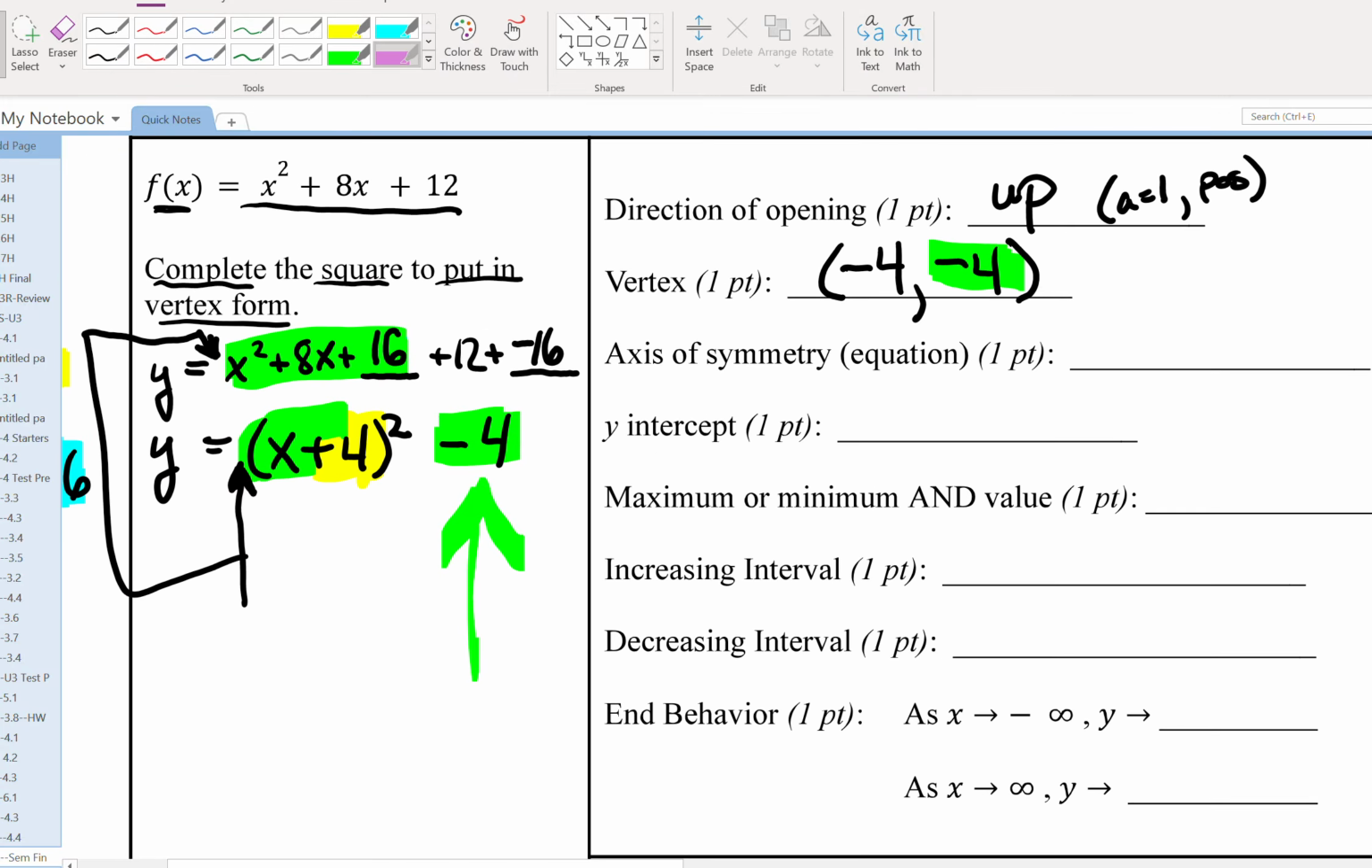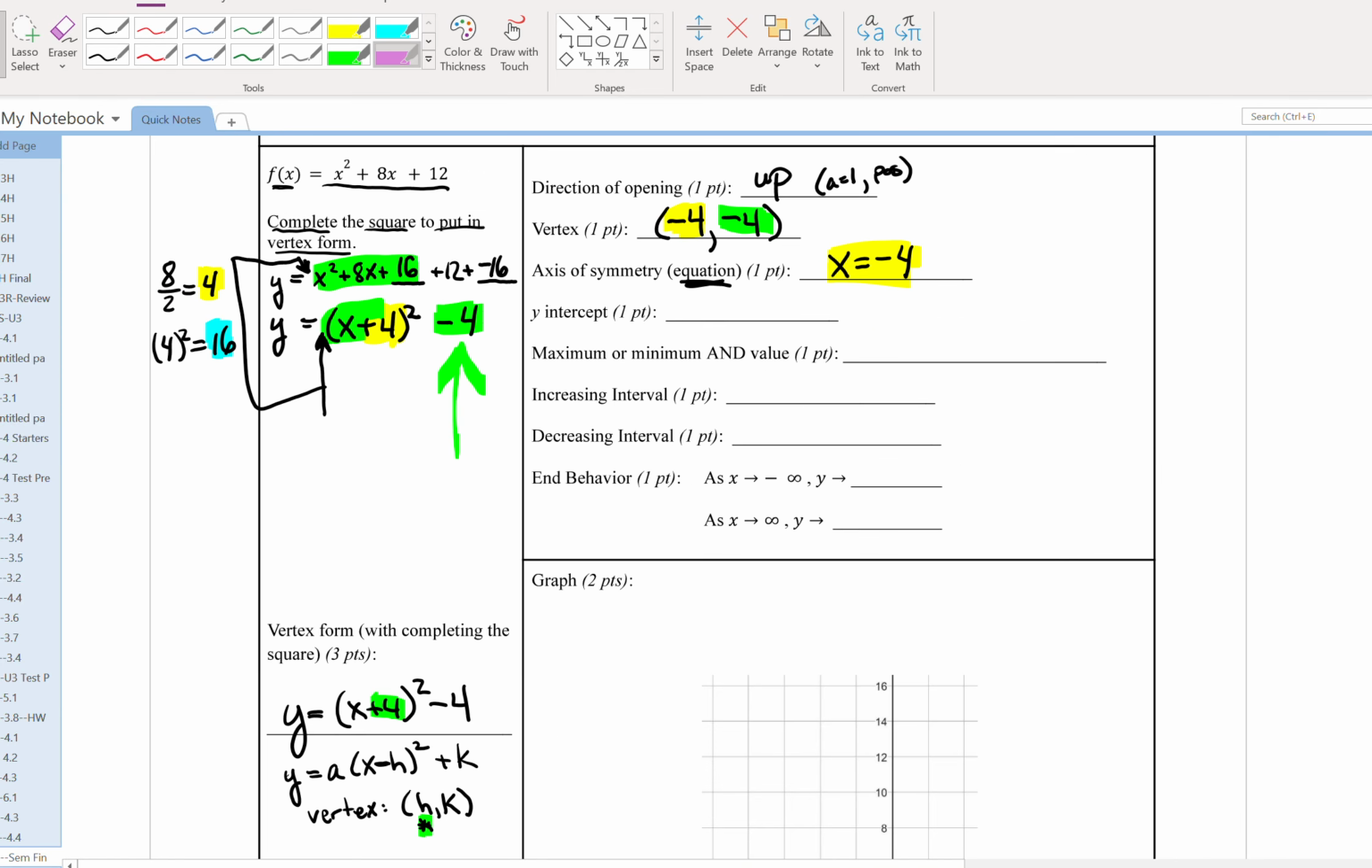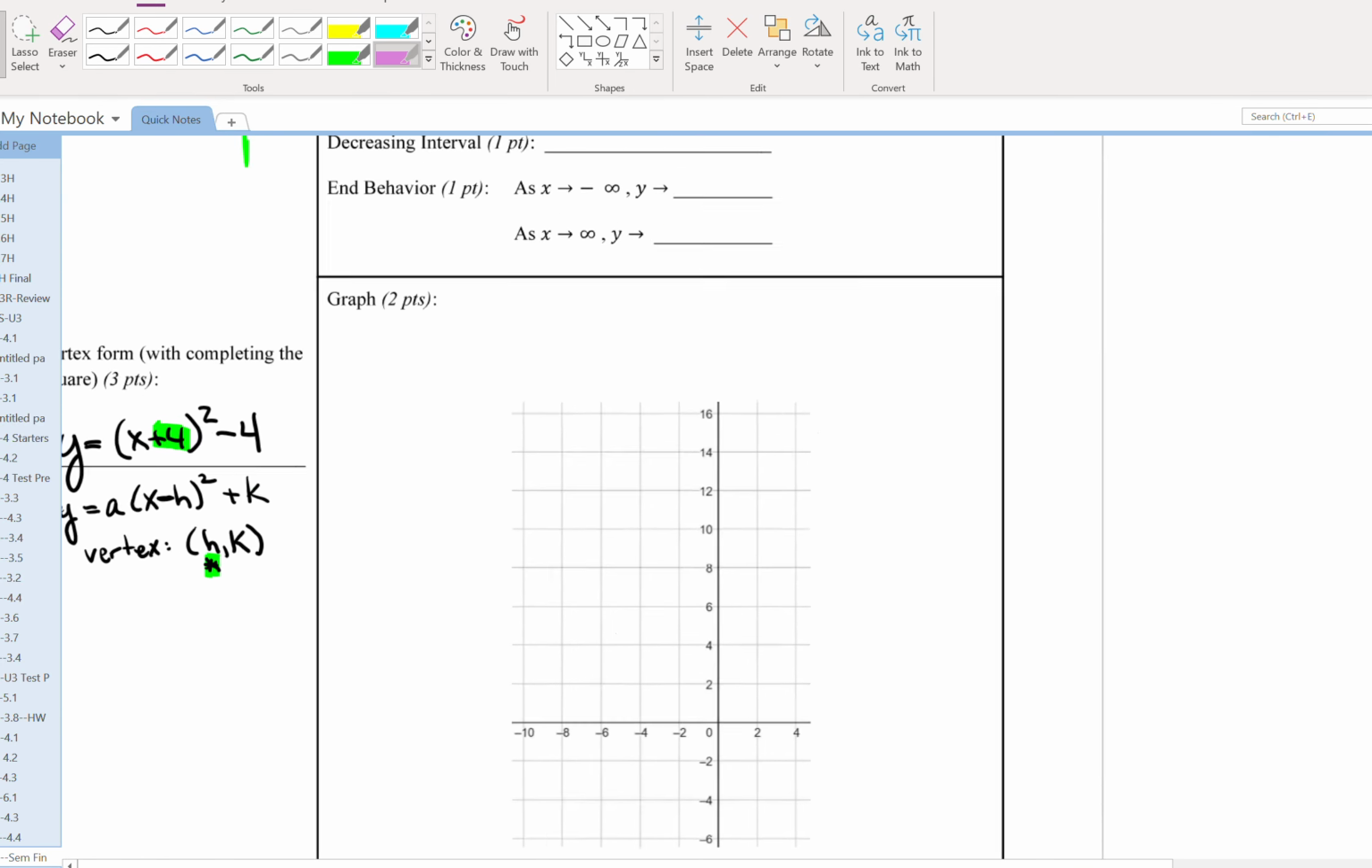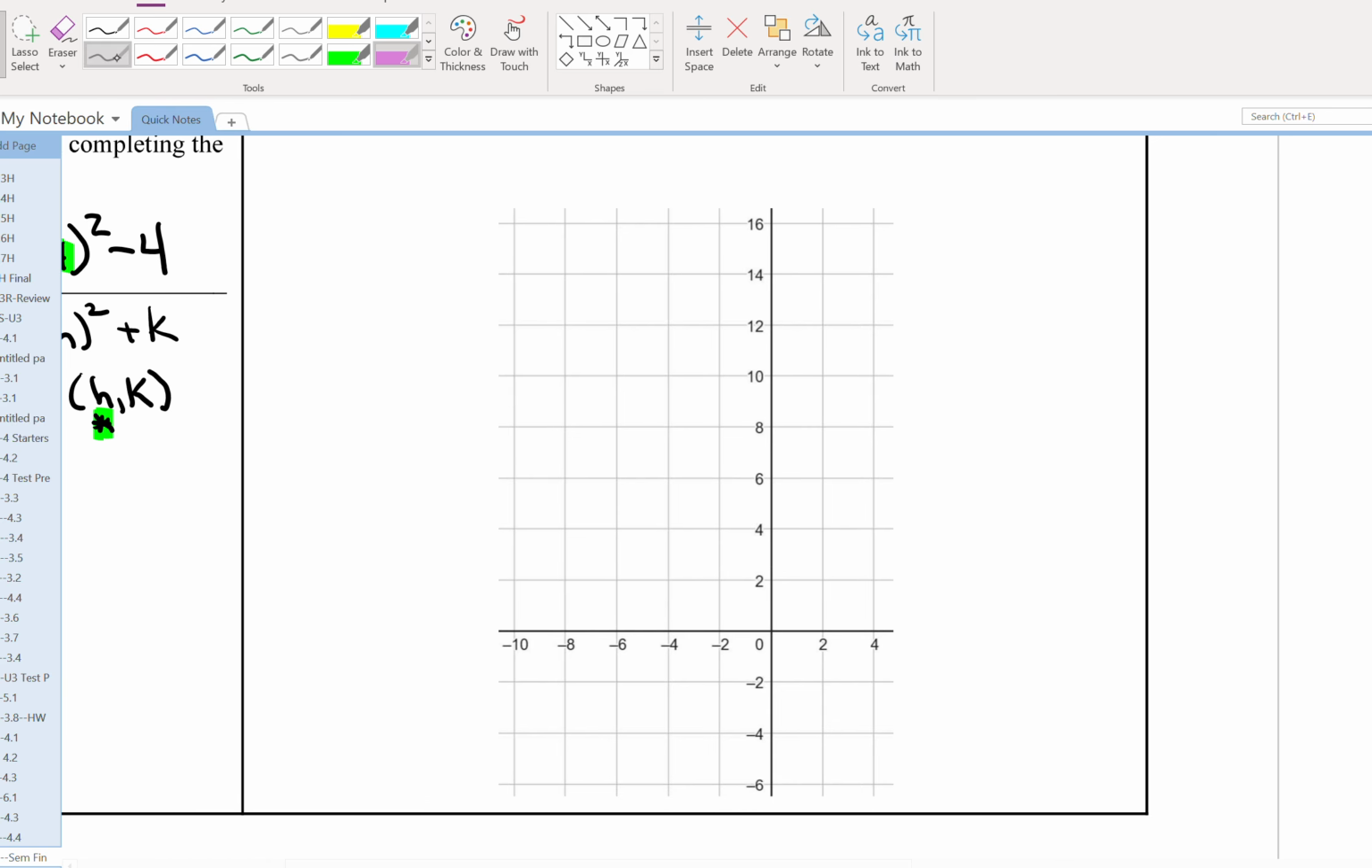So my axis of symmetry is the same as the x-coordinate here, but remember, it is an equation, and so we just write x equals negative 4. And that refers to this. Negative 4 is the same. X equals negative 4. And so this is a vertical line, and I can go down and graph both of those points. X equals negative 4 looks like this.